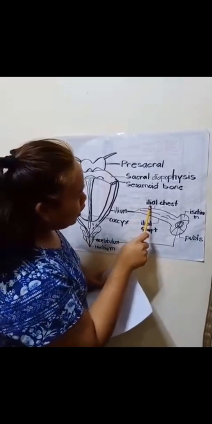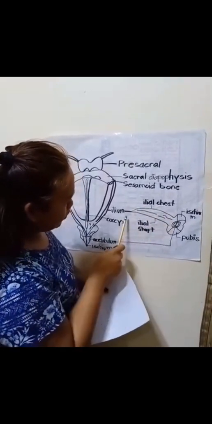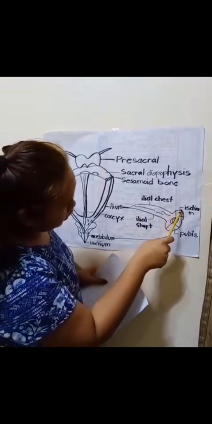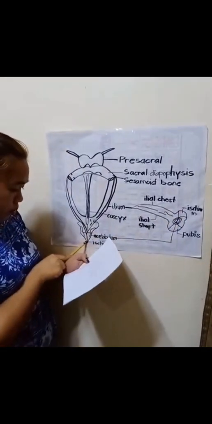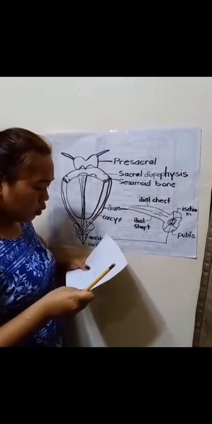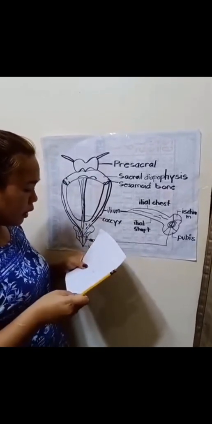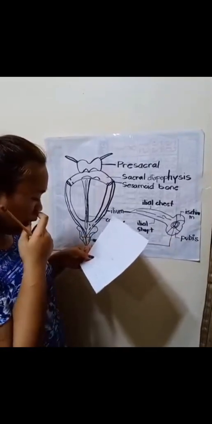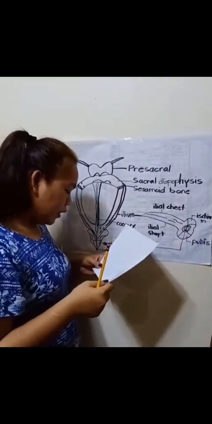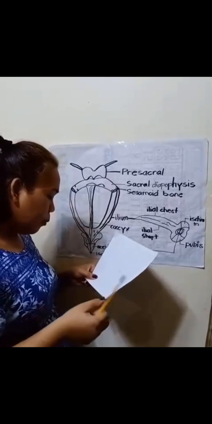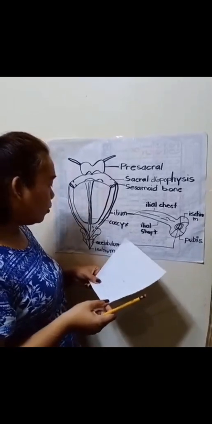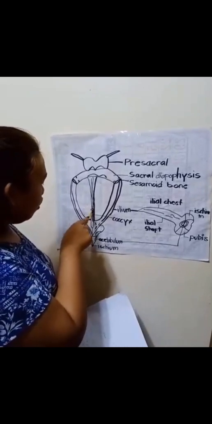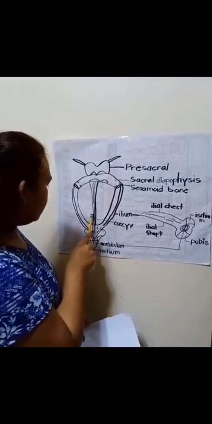And this is the iliac crest, iliac shaft, ischium. Ischium is the short posterior bone on the dorsal side of the pelvic girdle. And this is the pubis. Pubis is a triangular cartilage on the ventral side of the pelvic girdle, with a cup-like depression which receives the head of the femur. And this is the coccyx. That's all. Thank you.